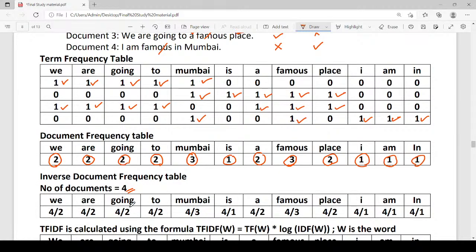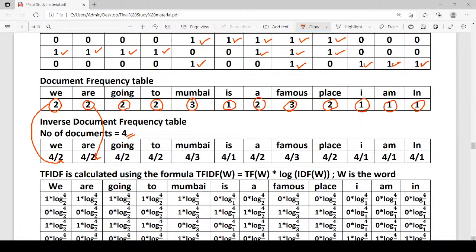Write this in the numerator of every word and simply take the document frequency and put it in the denominator. See, this way. So you write 4 by 2, 4 by 2, 4 by 2, 4 by 2, 4 by 3, 4 by 1, 4 by 2, 4 by 3, 4 by 2, 4 by 1, 4 by 1 and 4 by 1.